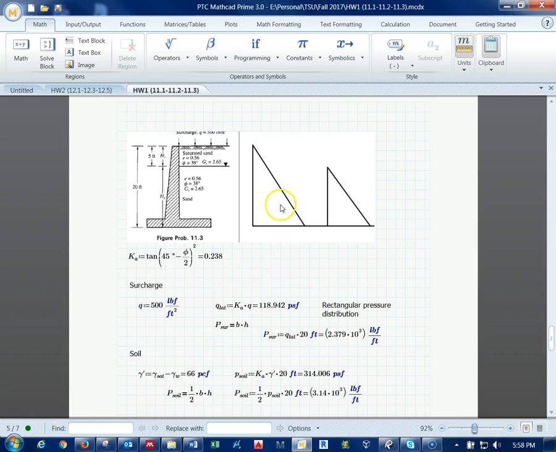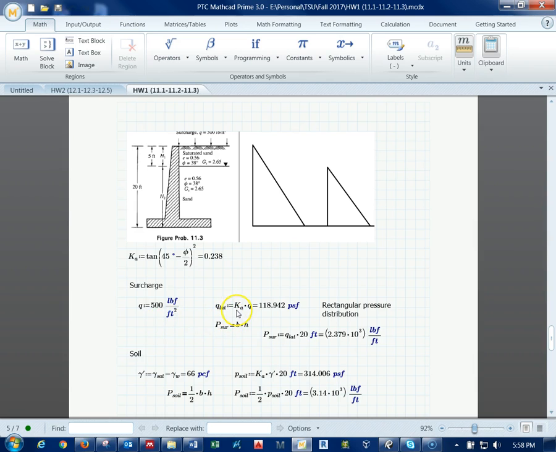So here's the problem again. I've drawn a couple of little pressure diagrams. Remember, we want to do the surcharge, the soil, and the water. I've assumed that the free water is actually at the groundwater table. So the surcharge, because it's an unbounded load in the half space, Q is 500.